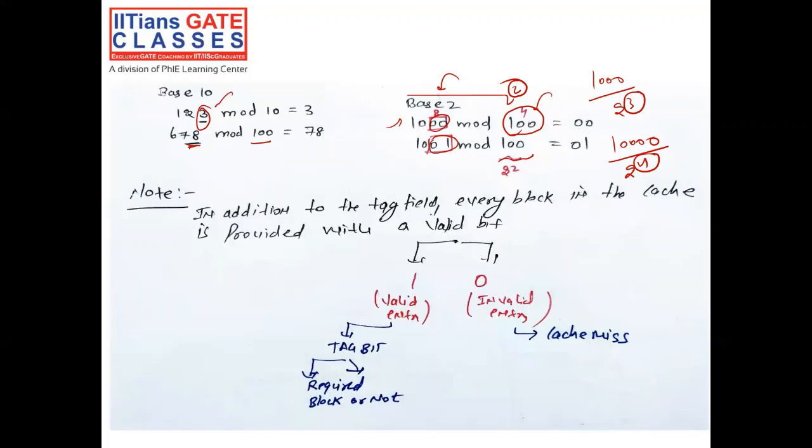Now, in addition to the tag field, every line in the cache is provided with a valid bit, right? You know that part. So each entry has a valid bit, tag bits, and data, right? If there is a valid entry, meaning 1, then the CPU referred to this block, right? And if 0, then the CPU has not referred to this block, meaning it is empty.